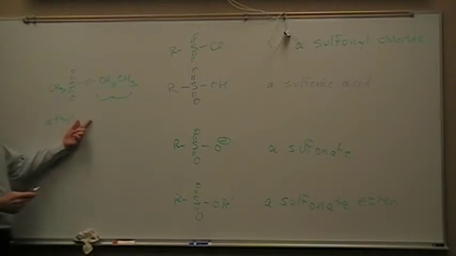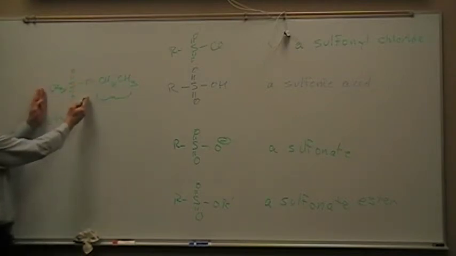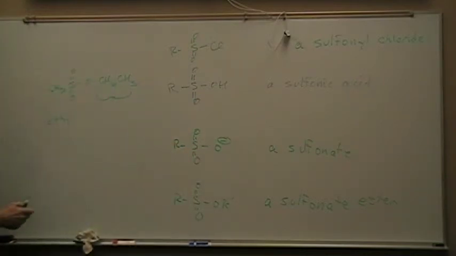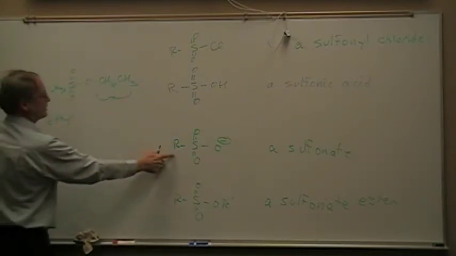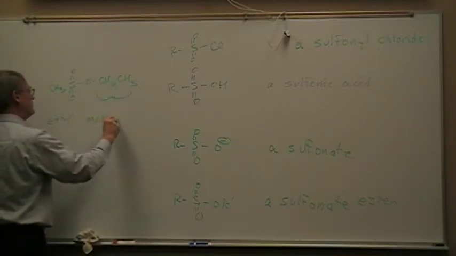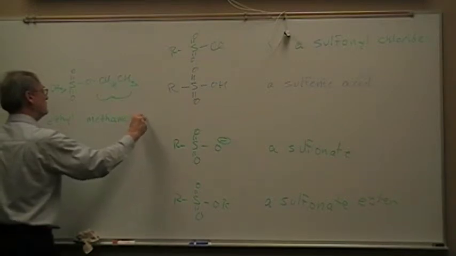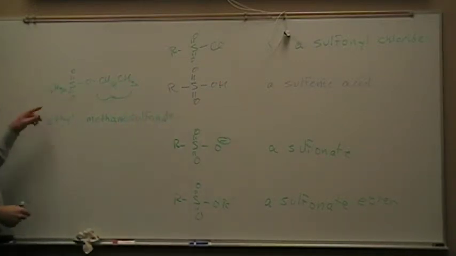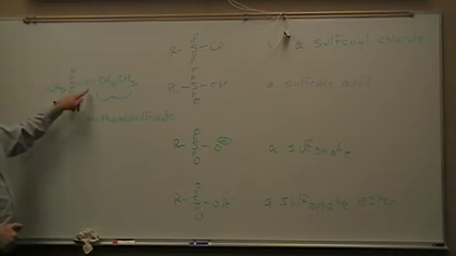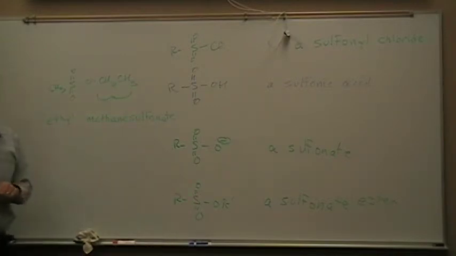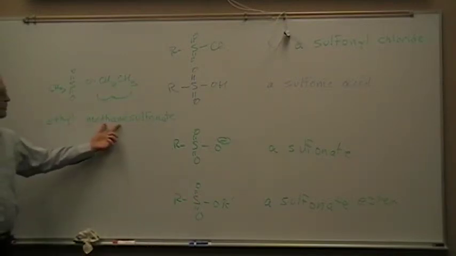And then we leave a space, and then we name the rest of the compound just exactly as if it were an ion, negative oxygen. So what was that called? That was called methane sulfonate. So this specific compound having an ethyl group on the oxygen and a methyl group on the sulfur is called ethyl methane sulfonate.